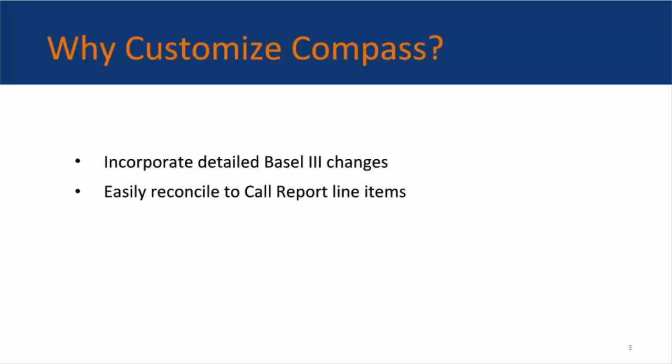Today we will use Compass with a sample bank to show how to make some specific adjustments in the Basel III ratio calculations. These adjustments serve two purposes. First, you can adjust Compass to account for all the detailed requirements that change with the Basel III regulation. And second, you can reconcile ratio components or results in your Compass report to the call report.